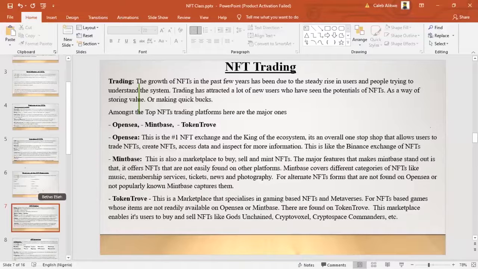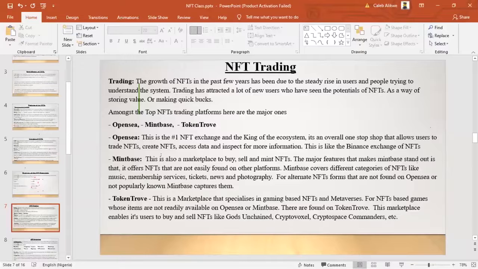While I wait for my browser to load, let me just explain the three platforms. Then I open it in the browser for you to see. So OpenSea, this is the number one NFT exchange and king of the ecosystem. It's an overall one-stop shop that allows users to trade NFTs, create NFTs, access data, and inspect more information. This is like the Binance exchange of NFTs. And this is also a marketplace to buy, sell, and mint NFTs.